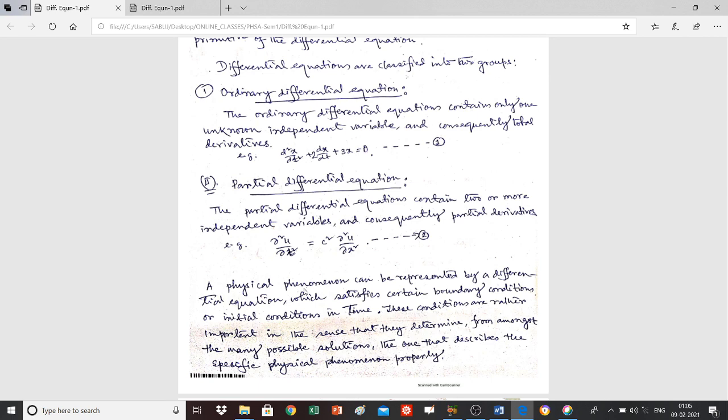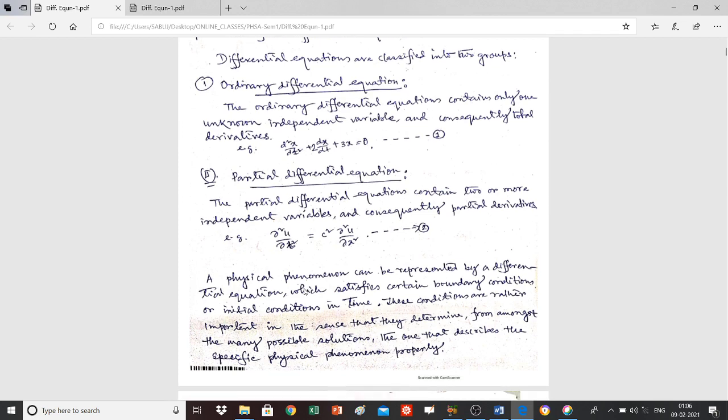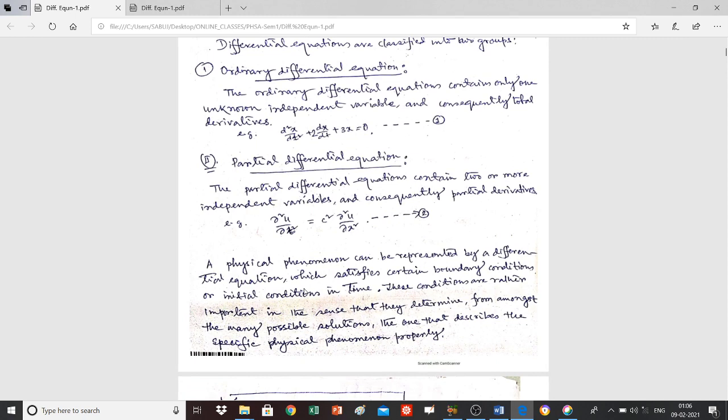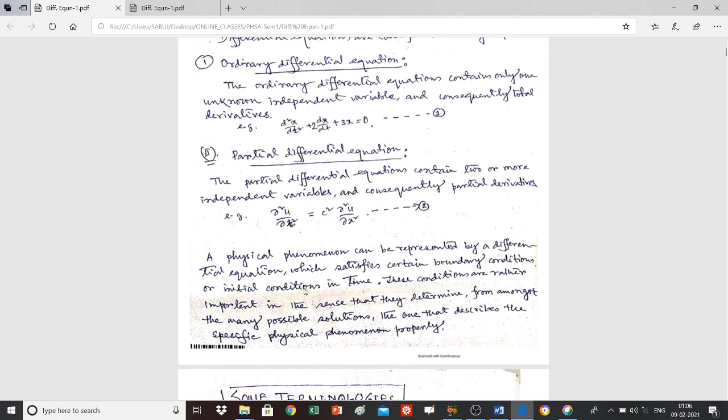Because if you solve a differential equation, there are several possibilities, there are several solutions of the differential equation. However, if you impose the boundary conditions, then only one suitable solution will be observed. In this sense, it is not very difficult to understand that if you use boundary conditions, you will be able to obtain the most suitable solution among the several solutions of a differential equation.